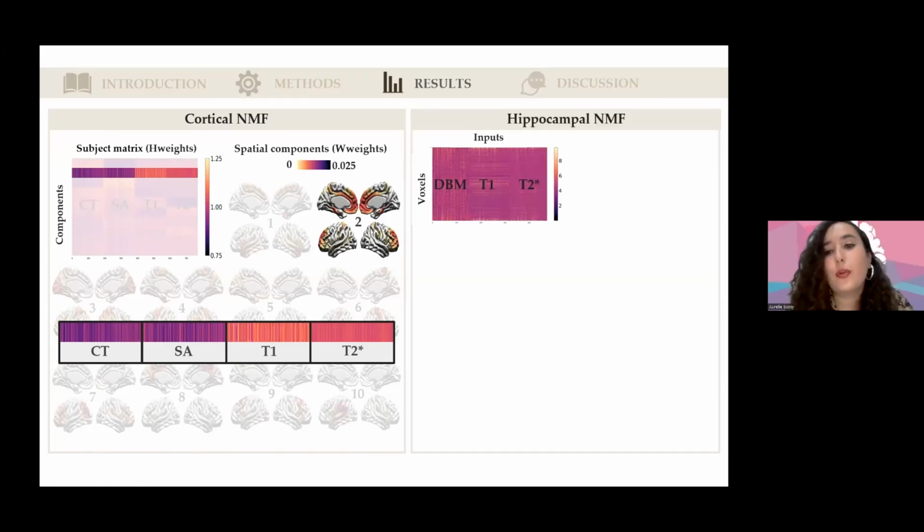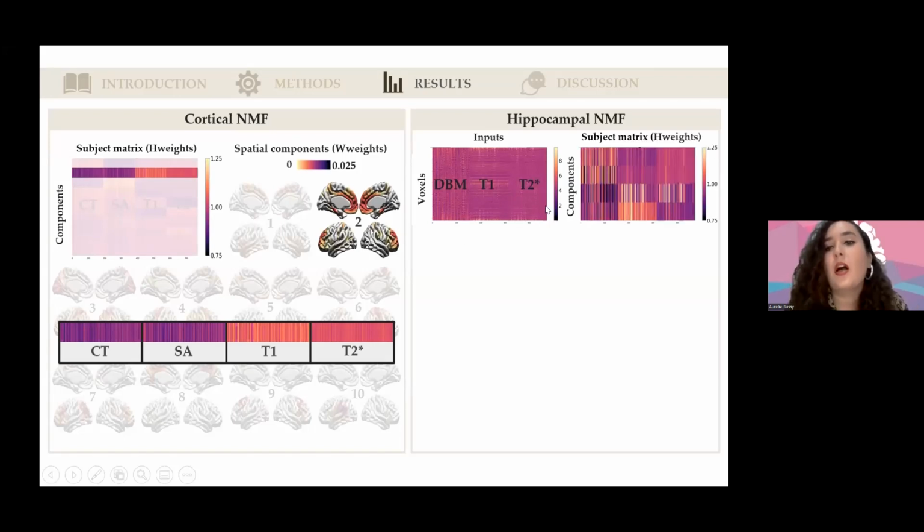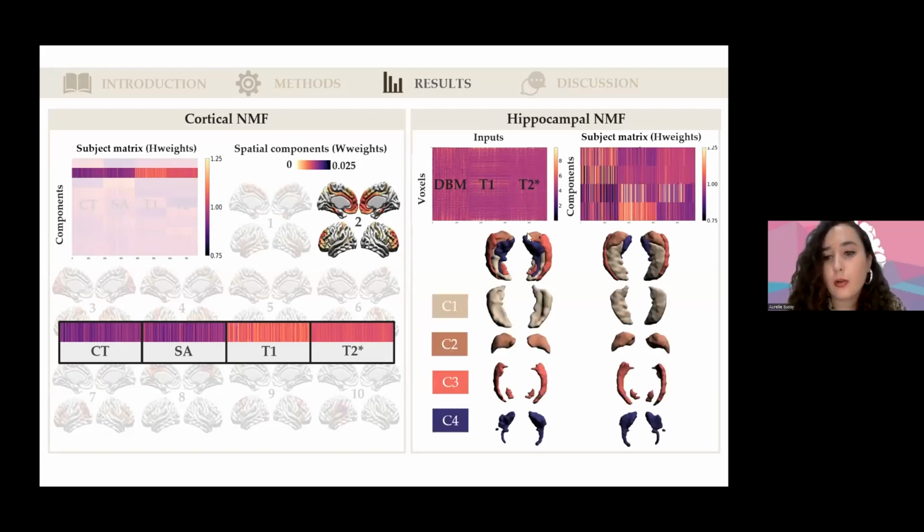I'm just going to go over this quickly. We did the same NMF approach for the hippocampus, this time using GBM, T1, and T2 star. These are the subject matrix weights, and we obtained 4 components, shown a little more specifically here. Component 1 is mostly in the body and tail of the hippocampus, component 2 is mostly in the head, component 3 is more lateral, and component 4 is more medial.